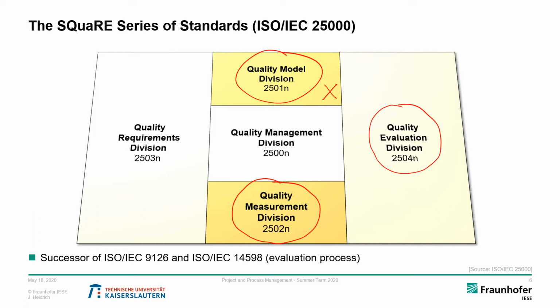Sometimes you will also find references to the previous versions of that standard, which are ISO 9126, which was only referring to software quality models, and ISO 14598, which was only talking about the evaluation process. But for the sake of time, we will only dig deeper into the quality model division.